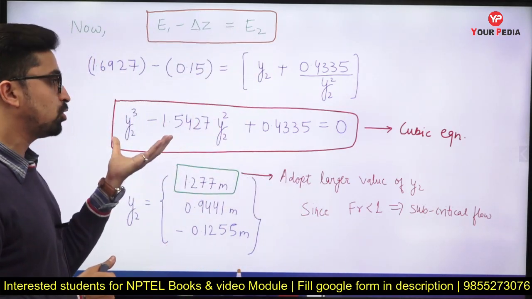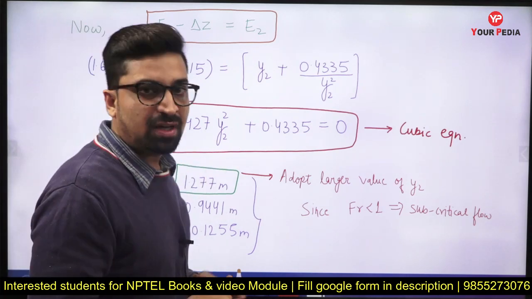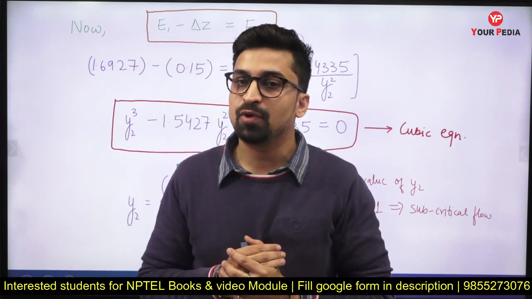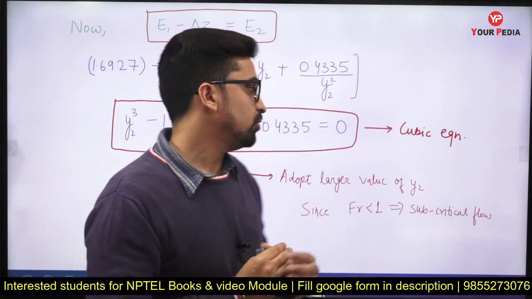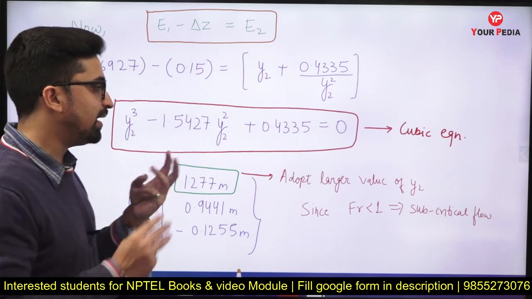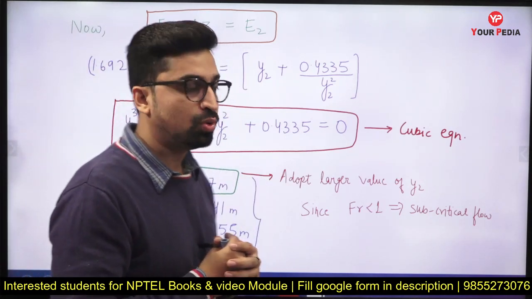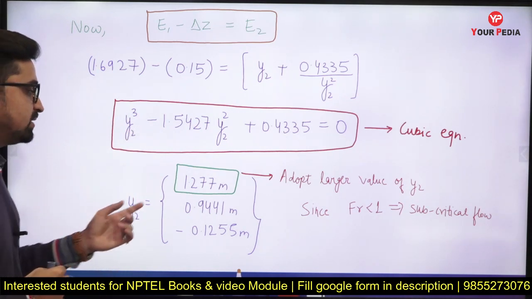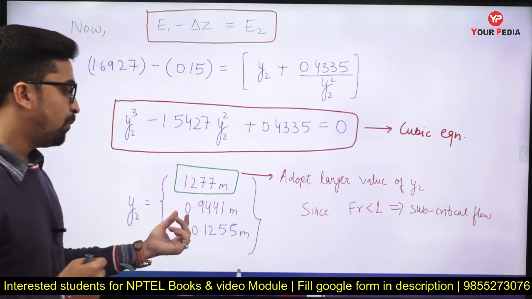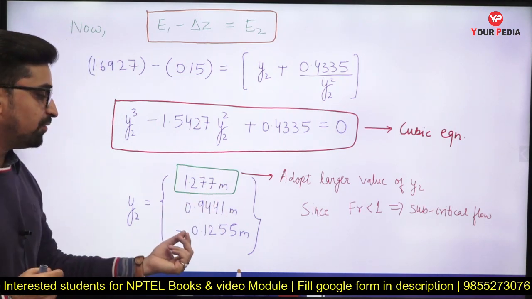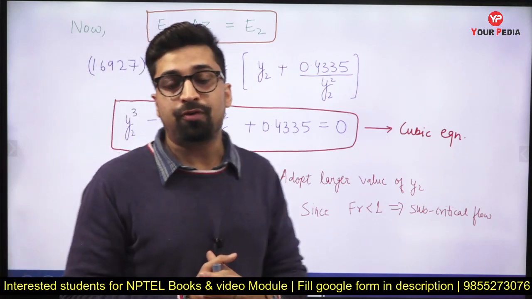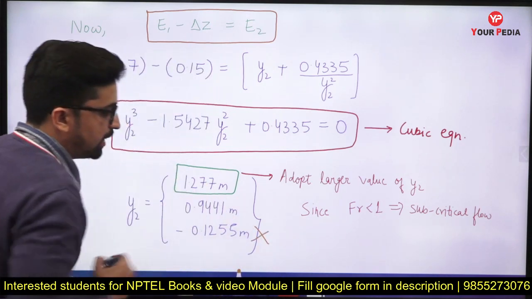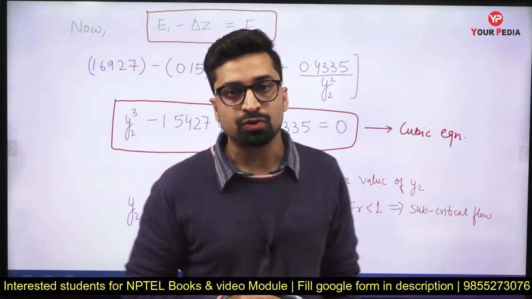From this we will get a cubic equation in Y2. A cubic equation shows that there will be 3 values of the depth of flow at section 22, right? So when you solve this equation, you will get the Y2 values as 1.277 meter, 0.9441 meter, and a negative value as well, which is minus 0.1255 meter. And we know that the depth can't be negative, so this value we can't take. So we are left with the 2 above values.